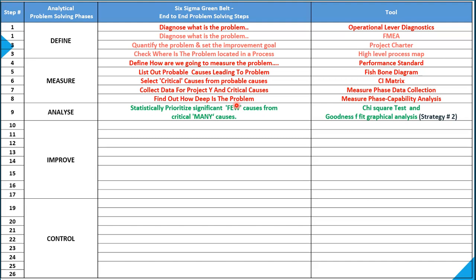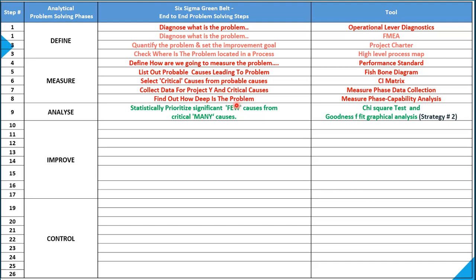In our example of PT non-compliance, we started with 21 probable causes, and we extracted three statistically significant causes. So it is much easier, less costly, and more effective to work on the three most significant causes out of 21. That's the power of the measure phase, and the power of Six Sigma. Another thing we did in the measure phase is find out how deep the problem is with the help of capability analysis. So that's the define phase and measure phase.